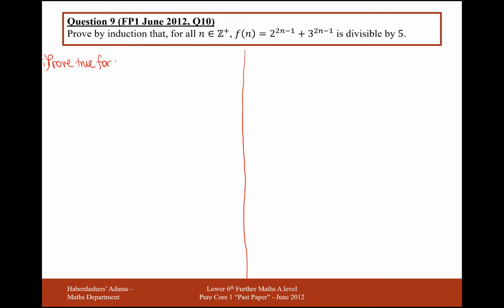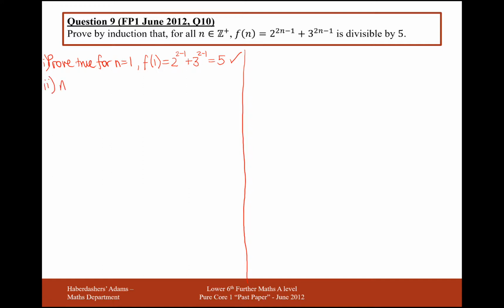for n equals 1. So that means that f of 1, we need to substitute 1 into this formula, so it would be 2 to the power of 2 minus 1, add 3 to the power of 2 minus 1, which will give us 2 plus 3 is 5. Great. And that definitely is divisible by 5.